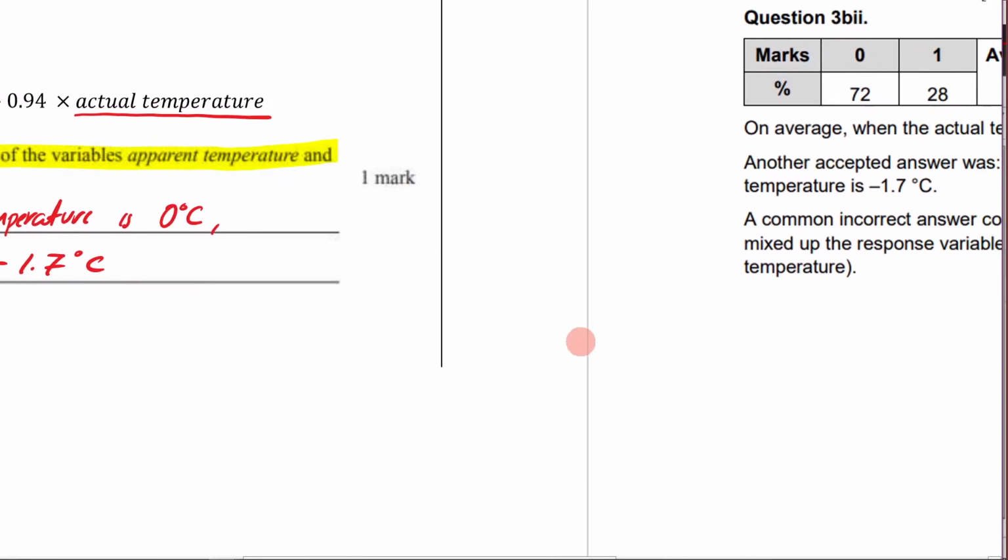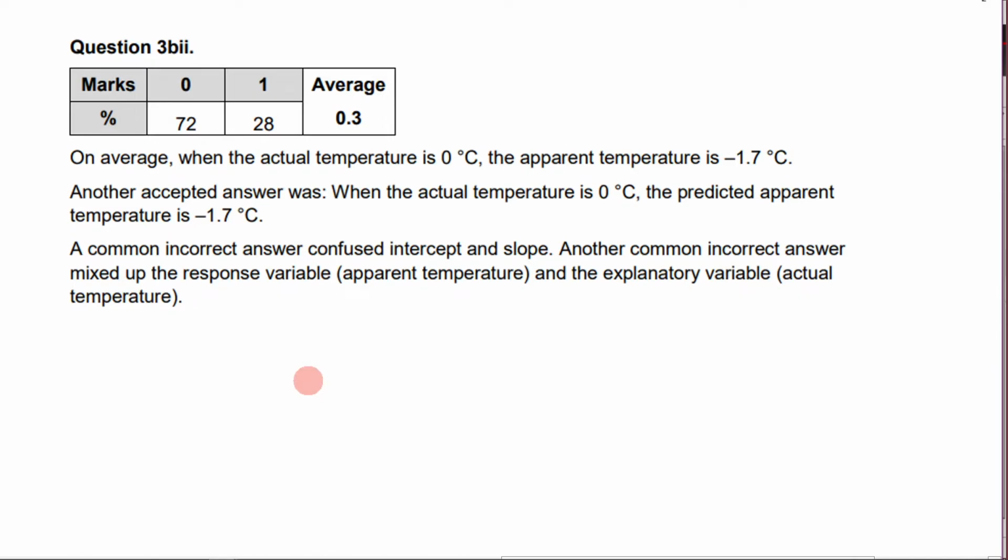Let's now look at the examiner's report, because again, this was not a question that was answered well. As you can see, only 28% of students got the full 1 mark there, so very poorly done. Here is the answer that they wanted. On average, where the actual temperature is 0 degrees, the apparent temperature is negative 1.7 degrees. And that's exactly what we've written. That's what we want. That's how we get our templates.